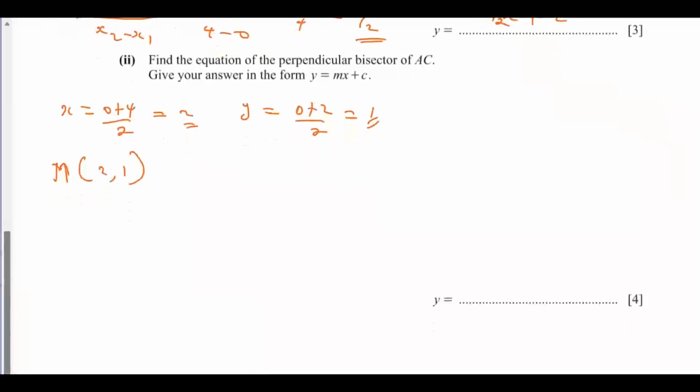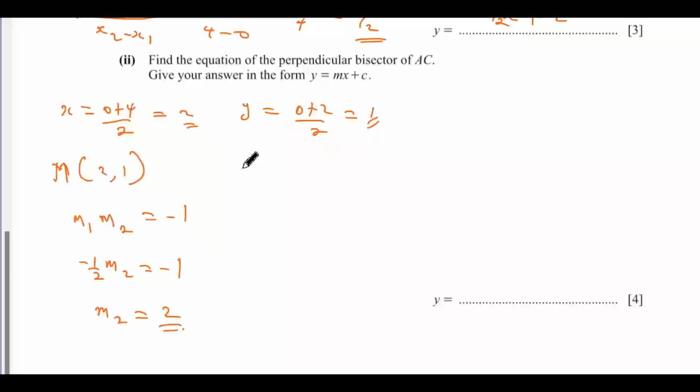So that means I can say m1 is the gradient of AC. So I can say that m1 multiplied by the gradient of the perpendicular bisector, which is denoted by m2, should be equal to minus 1. And here m1 is minus 1 over 2, multiplied by m2 equals minus 1. If you cross multiply, m2 will be equal to 2 over 1, which is 2. So that means the gradient is this now.